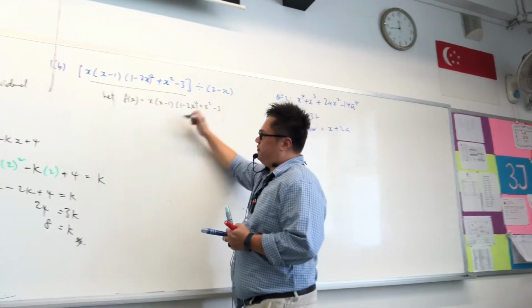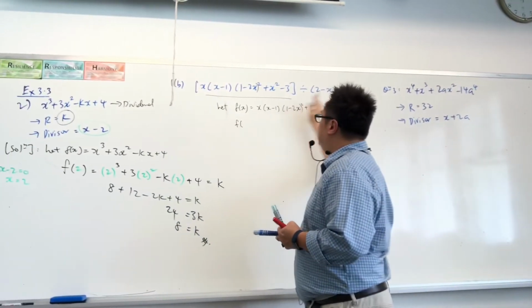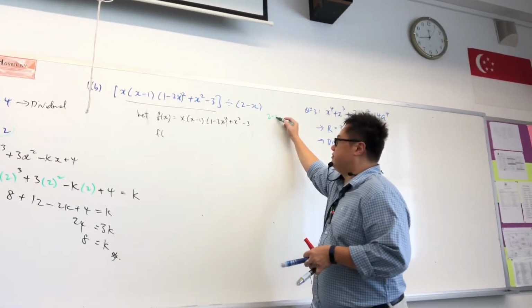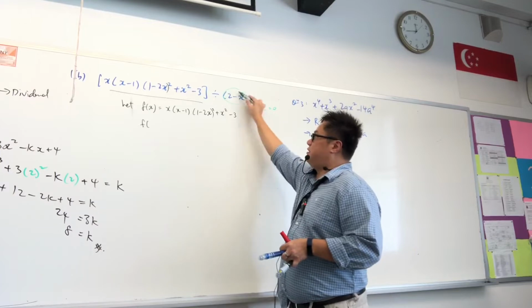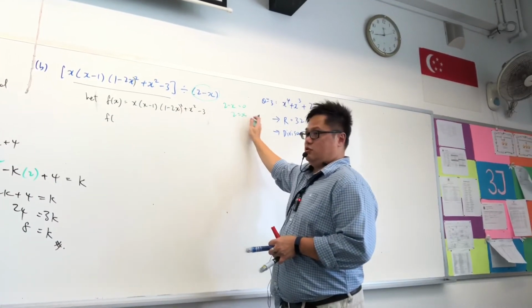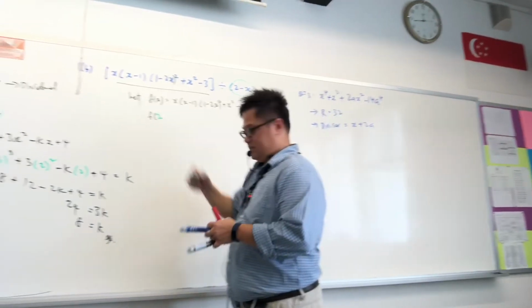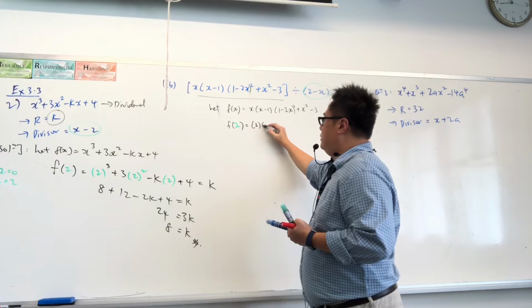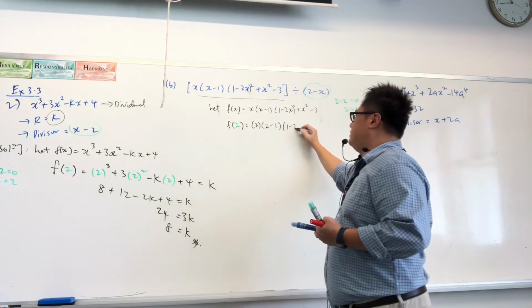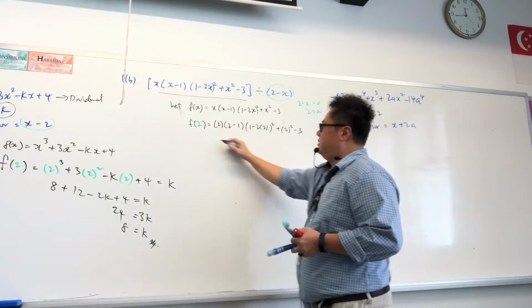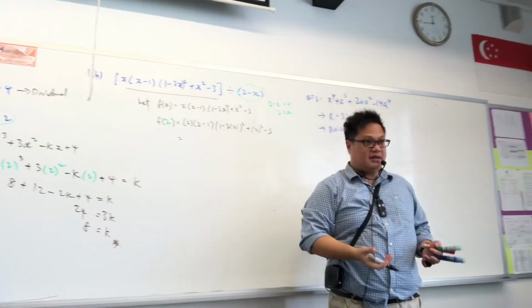So now look at the divisor. So f of what? In this case, 2 minus x, let it be equal to 0. Always let your divisor be equal to 0. So x equals 2. So plug in 2. Is that okay? So what you have is 1 minus 2 times 2 squared plus 2 squared minus 3. That will give you your remainder.